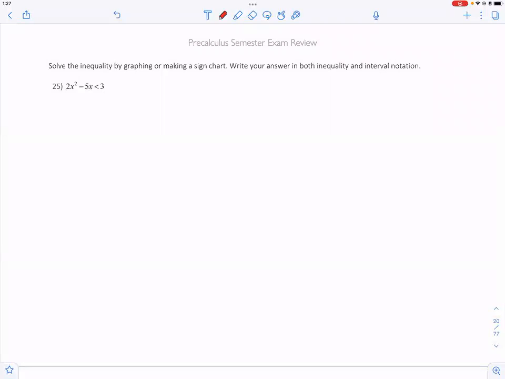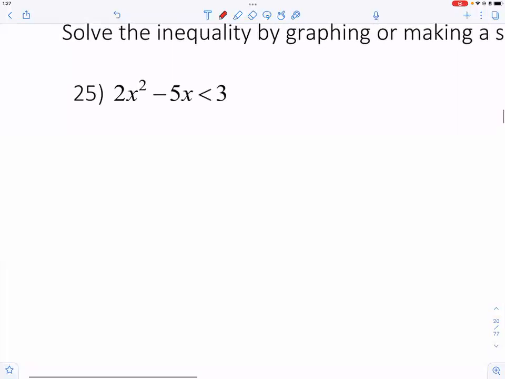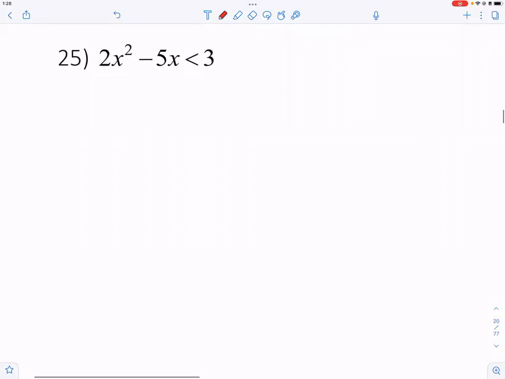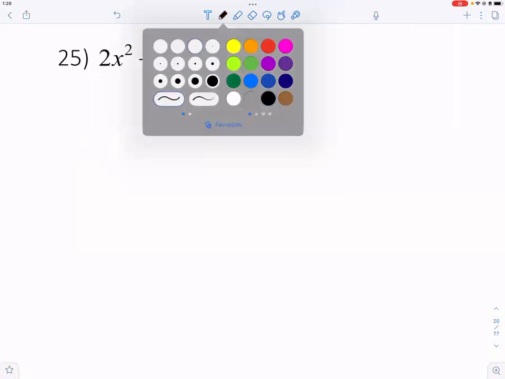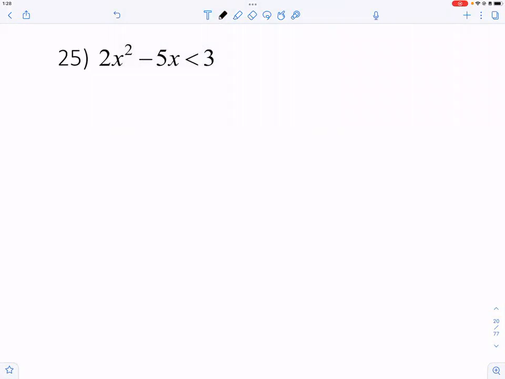All right, for number 25, it seems like we have a similar kind of question, except that it's not an absolute value function, but a quadratic. So what are you going to do with a quadratic? Okay, now, a lot of people would freak out in this case. When I was a kid, I think I would freak out too. So what would I do?